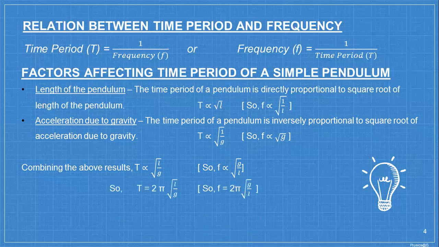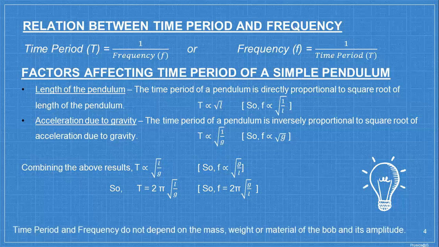Removing the proportionality sign with a constant 2 pi. We all know 2 is a numeric value, it's a constant. Same way pi has a fixed value, that is 3.14 or 22 upon 7, again a constant. So this is a formula which is mostly used to calculate the time period of a pendulum, knowing the length and of course the acceleration due to gravity.